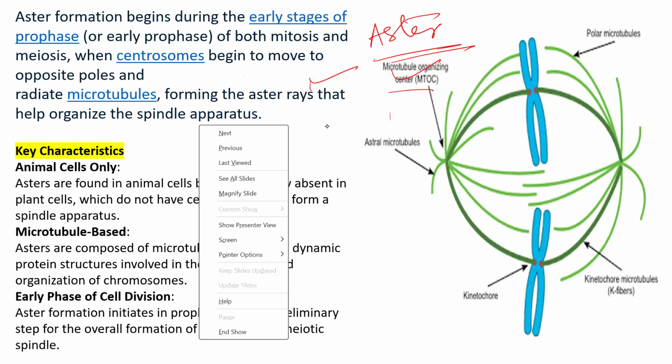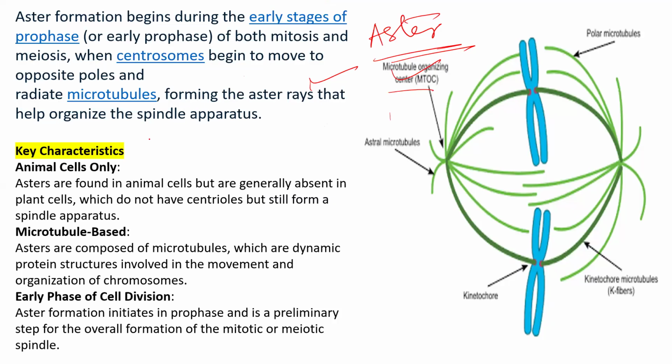When the centrosome begins to move to the opposite poles, it radiates microtubules. So look at an image, microtubules. It radiates when it moves to the opposite poles, forming aster rays that help organize the spindle apparatus. Spindle apparatus. So what are the key characteristics?